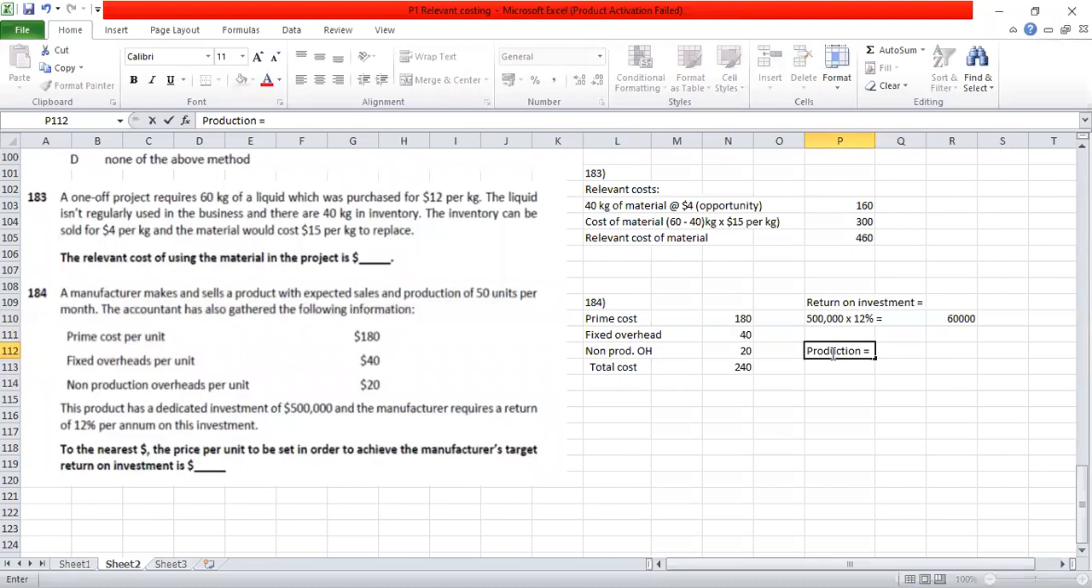Production is equal to 50 units per month into 12, which is equal to 600. So return per unit is equal to 60,000 divided by 600, which is 100. Return on investment is 100. Then we have the selling price.